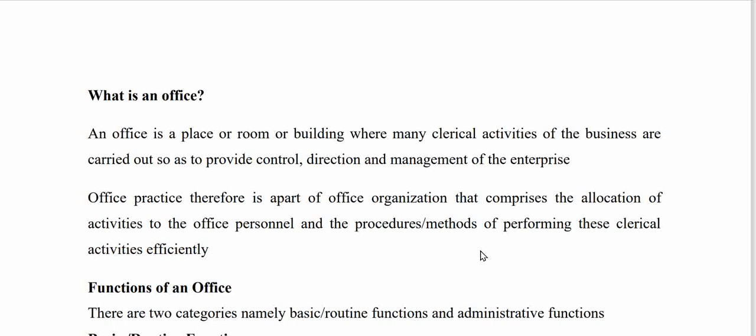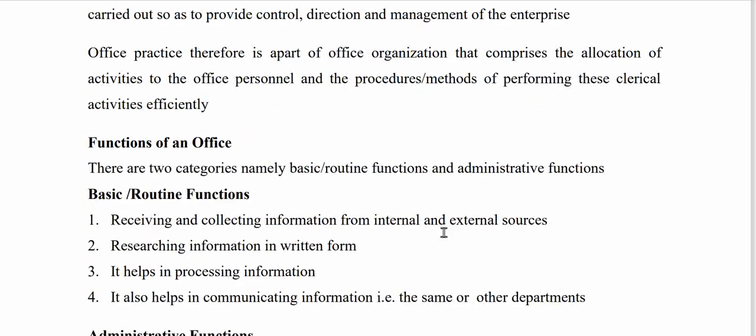So office practice therefore is a part of office organization that comprises the allocations of activities to the office personnel and the procedures or methods of performing these clerical activities efficiently. So now we're diving straight into the functions of an office.